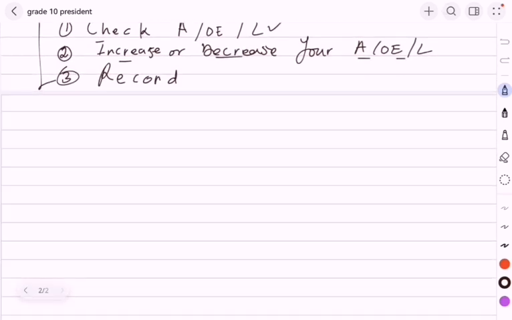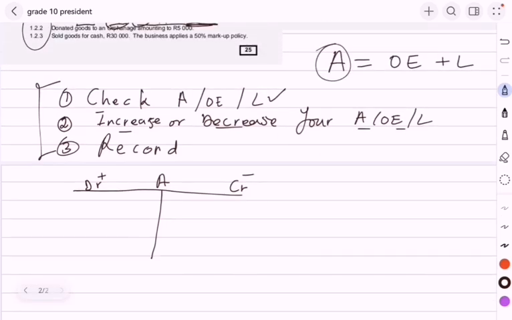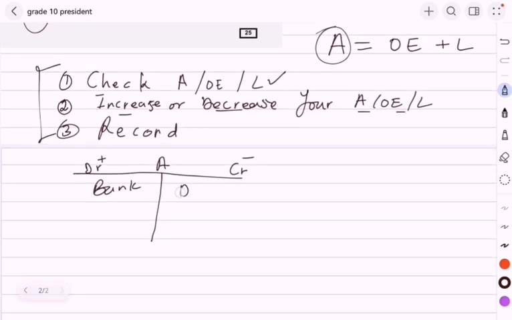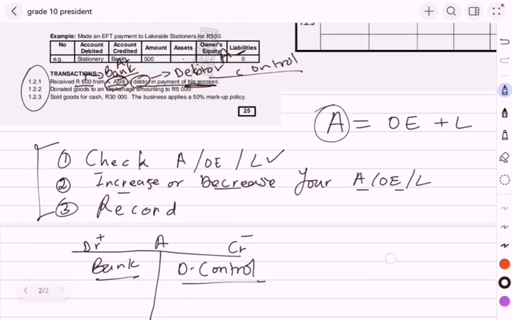Now we have to record, but when you record, you must be very, very careful. One thing you should understand is that your assets increase on the debit side and decrease on the credit side. So your bank is going to increase, so that's an account that is going to be debited. For your debtor's control, you are losing a debtor because he's making payment, so it's going to go straight to the credit side. So the account debited is bank, and the account credited is debtor's control.